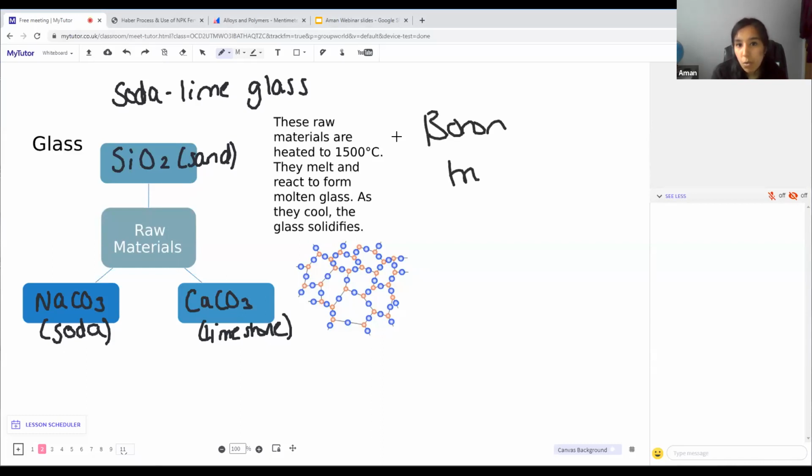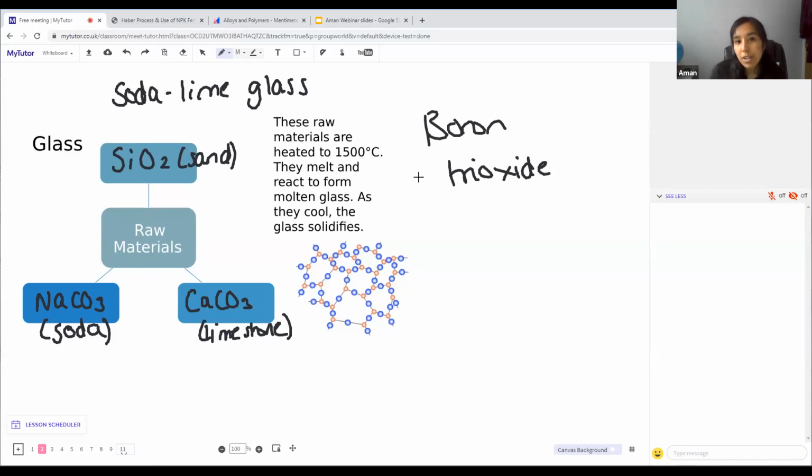Any ideas what properties borosilicate glass might have? And it's okay if not, you probably haven't heard of it before. I definitely hadn't heard of it before I started studying chemistry. So boron trioxide is the other material as well as sand, and it makes borosilicate glass. So I'm going to give you a clue.